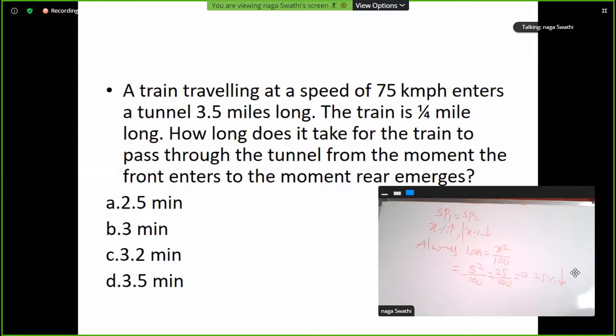Miles, kilometers, both are MKS units. Meters, seconds, CGS. No need to convert miles to kilometers. Miles, kilometers, both are the same here. Those two are MKS units. No need to worry about miles.